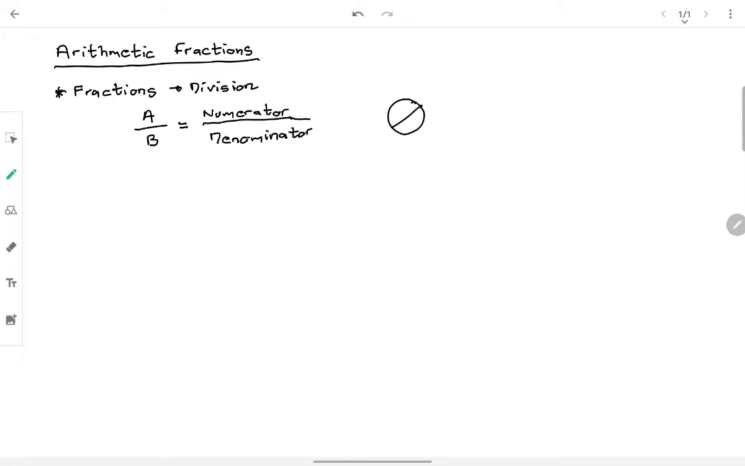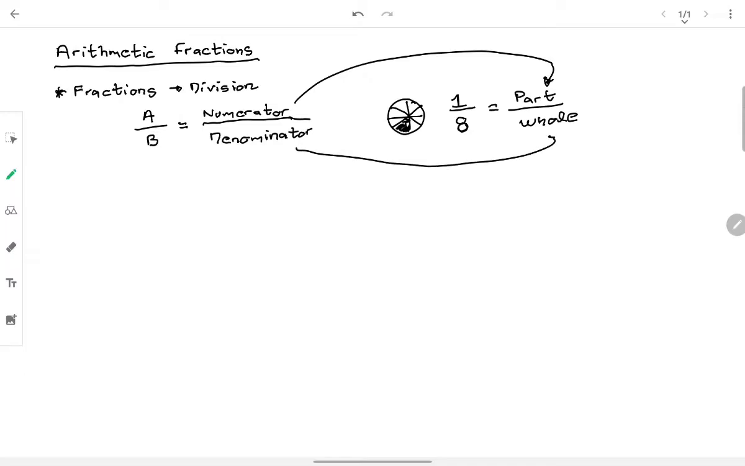If we have a pizza, imagine that it's 8 slices. Normally, if we select one slice, we say we have 1/8 of a pizza. That means we have a part of a whole. So numerator can be called part, denominator can be called also whole. So these are synonyms: numerator and part, denominator and whole.